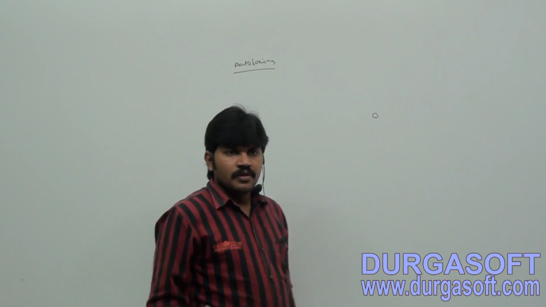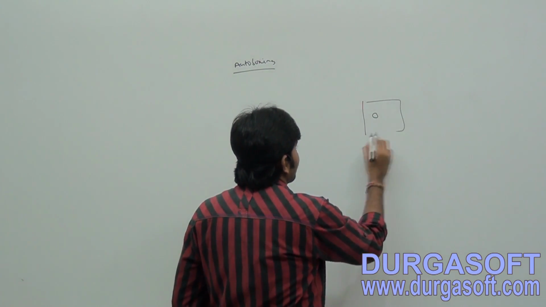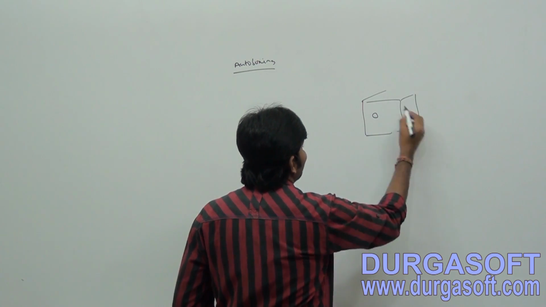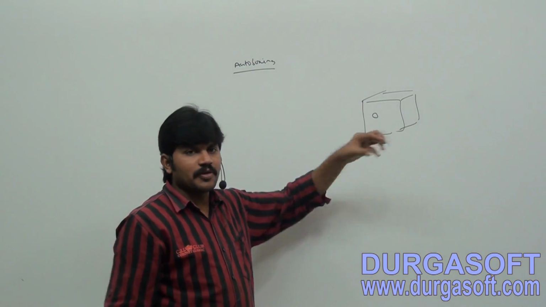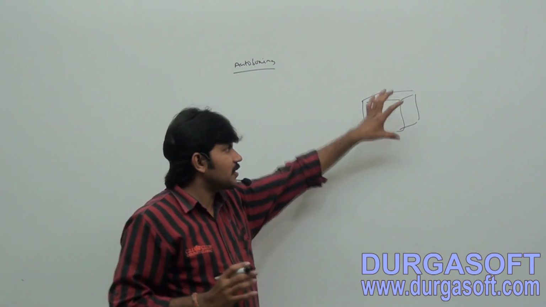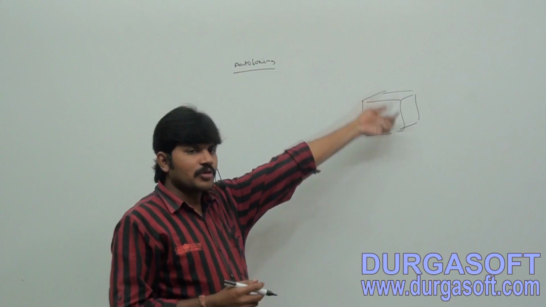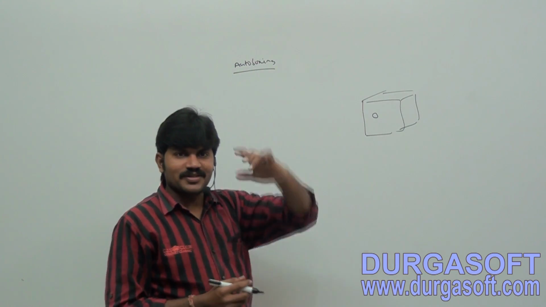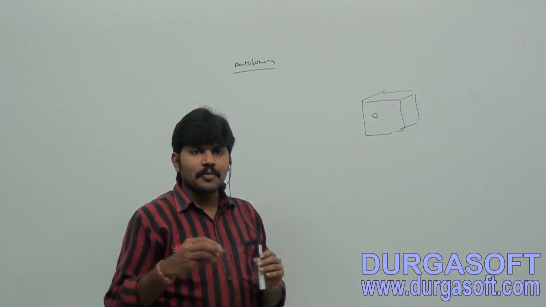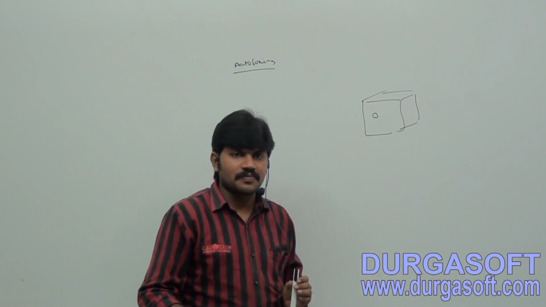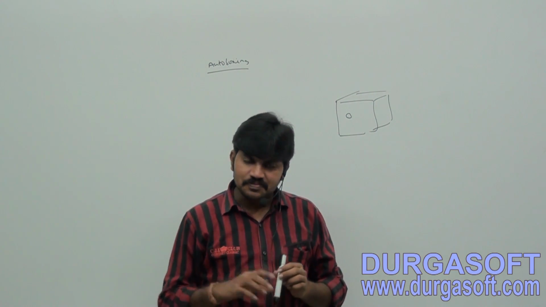Keeping a primitive value inside a box is called autoboxing. Keeping a primitive inside a box and projecting that as an object is nothing but autoboxing. Now remove the box, then we will get the primitive. That is auto unboxing. Remove the box and find the primitive, that is auto unboxing.